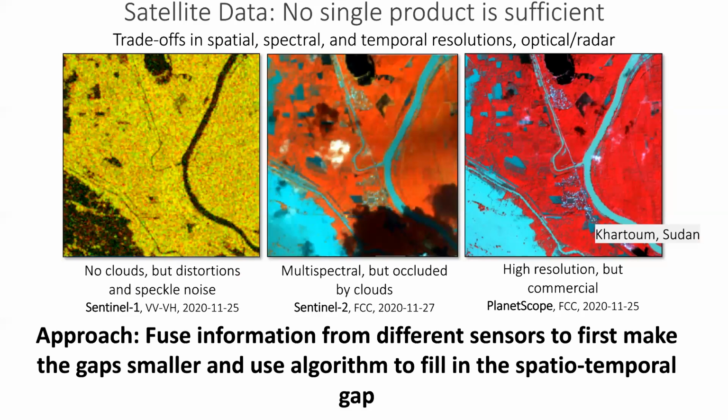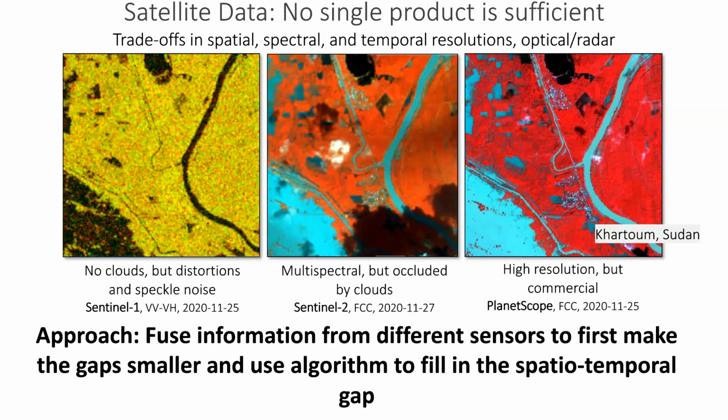So in conclusion, using satellite data, no single product is sufficient. Not just because of the things that I brought up, but also because of the nature of the sensors themselves. For example, there will be trade-offs between spatial, spectral, and temporal resolution. Sentinel-1 can penetrate through cloud, but distortions in urban areas and spectral noise are going to be an issue. Sentinel-2 is multispectral, but it's also an optical sensor, so there might be a lot of cloud. And for PlanetScope, yes, the cloud is still going to be there, and also it's commercial, so you have to pay to actually access that data.